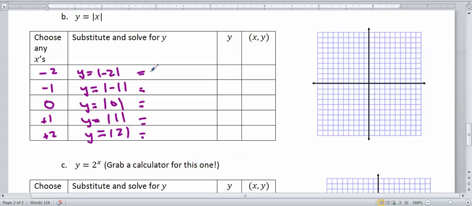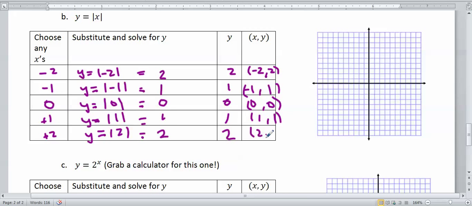Alright, so y is equal to the absolute value of -2. The answer is 2, right? So my y value for this is 2. The absolute value of -1 is +1. Absolute value of 0 is 0. Absolute value of 1 is 1. And the absolute value of 2 is 2. Alright, so when I plug those in, got the points from x value, -2, 2, -1, 1, 0, 0, and +1, +1, and +2, +2.